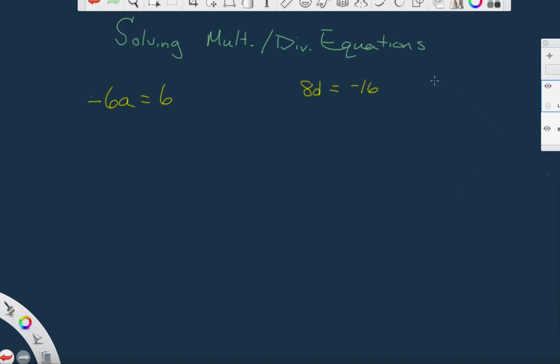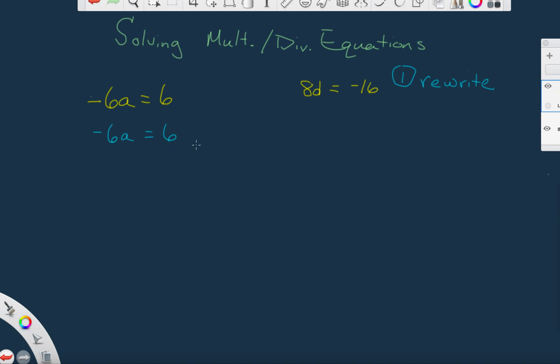I know it sounds strange, but I want you to rewrite the equation first on a separate sheet of paper because you're not going to have enough room on this paper. So I'm going to go ahead and rewrite this. Negative 6a equals 6. Now everybody knows that negative 6 times negative 1 is 6, right? So two negatives, you multiply two negatives, that makes it a positive.